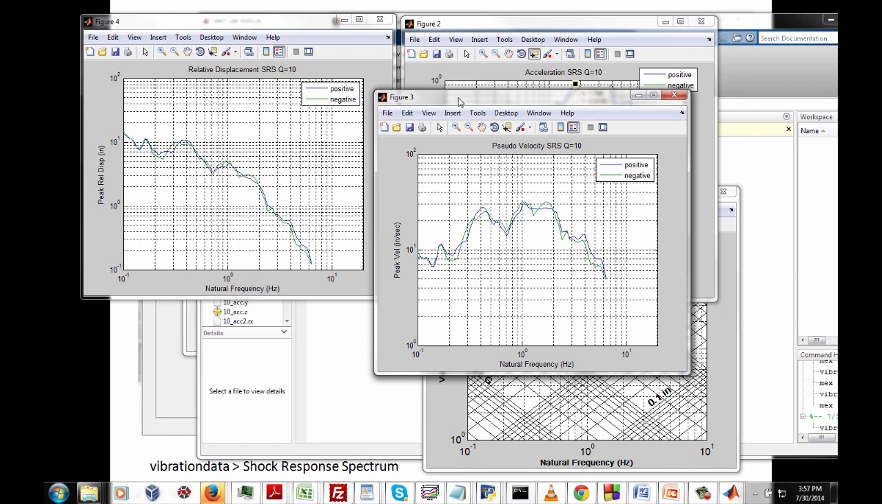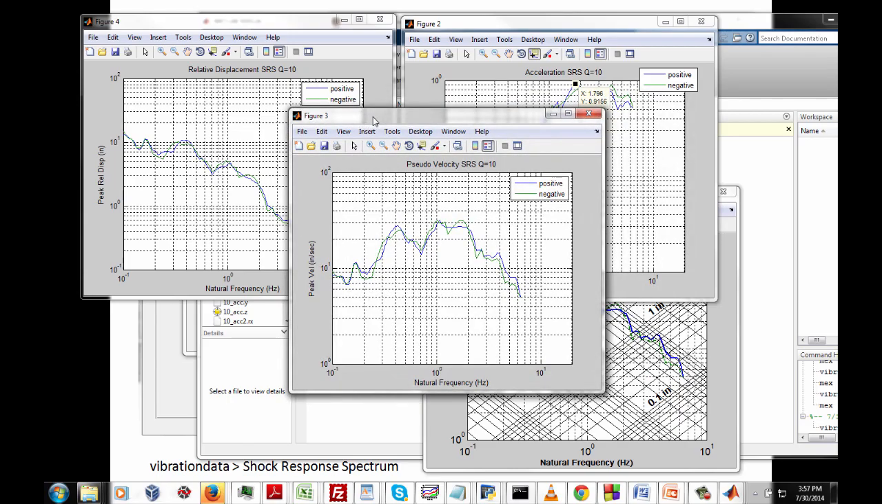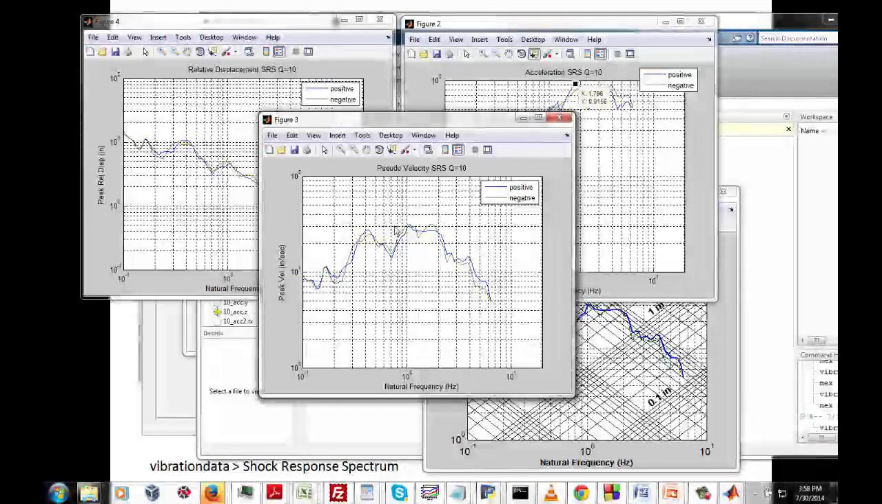And again, if we go back to the work of Howard Gaberson and others, they claim that stress and damage have a better correlation with pseudo velocity than either with relative displacement or with acceleration in g's. Obviously, there are exceptions to their claim, but it's still a pretty good claim.